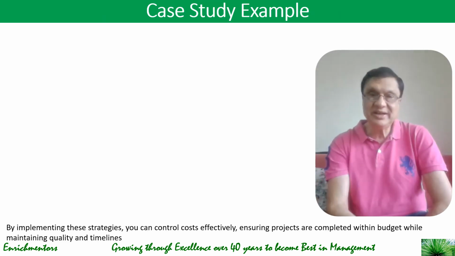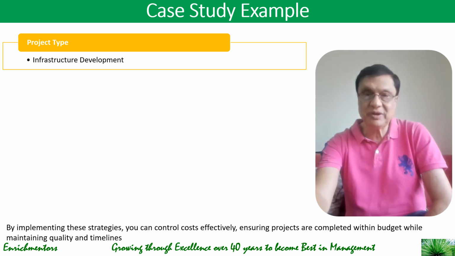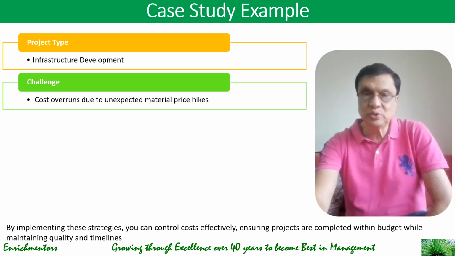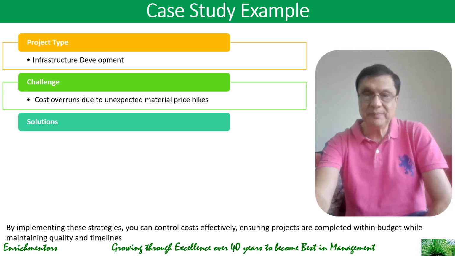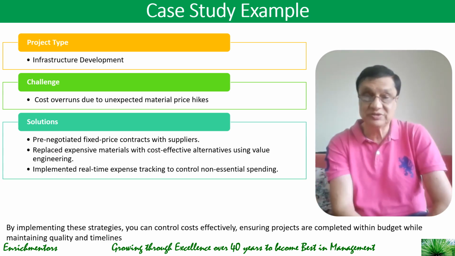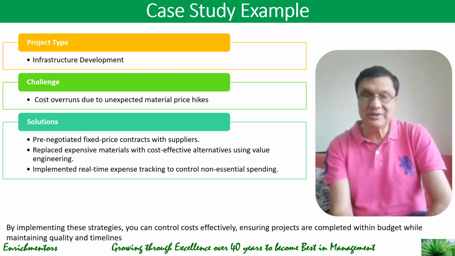Let us look at a case study example of cost management in which the project is an infrastructure development project and the challenge is anticipated cost overruns due to unexpected material price hikes, right? So what were the solutions the team could do? They pre-negotiated fixed price contracts with suppliers. So they were smart enough. They replaced expensive materials with cost-effective alternatives using value engineering and implemented real-time expense tracking to control non-essential spend.